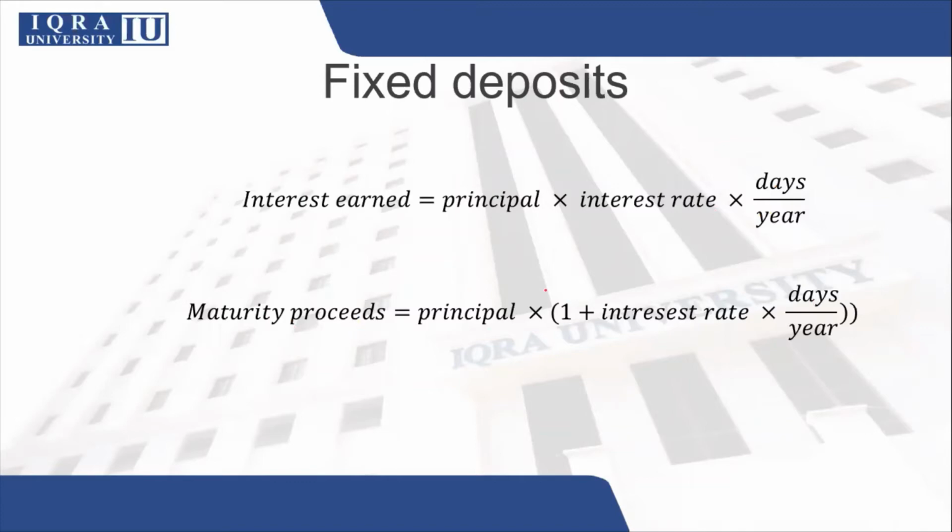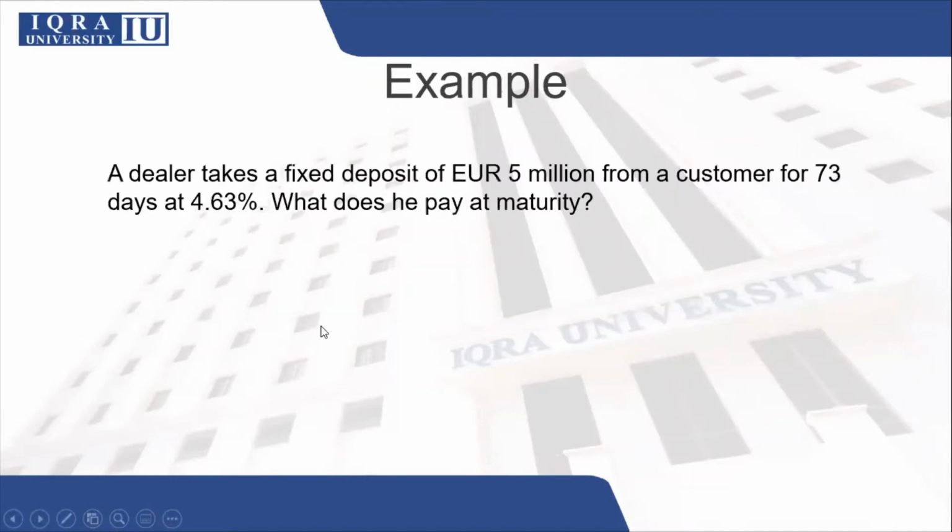So now let's look at an example. A dealer takes a fixed deposit of euro 5 million from a customer for 73 days at 4.63%. What does he pay at maturity? I'll give you a moment to try this on your own, and then I'll show you the solution.